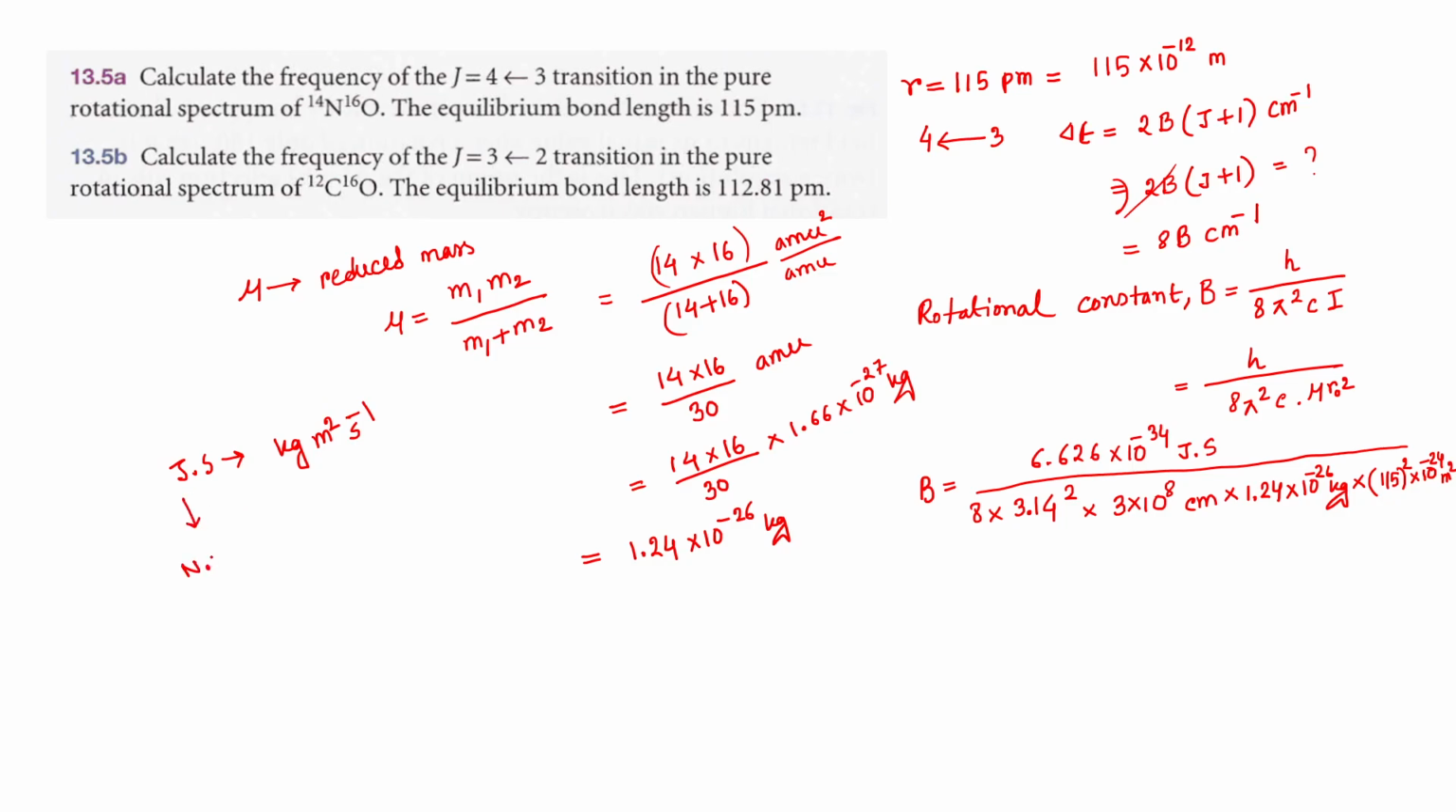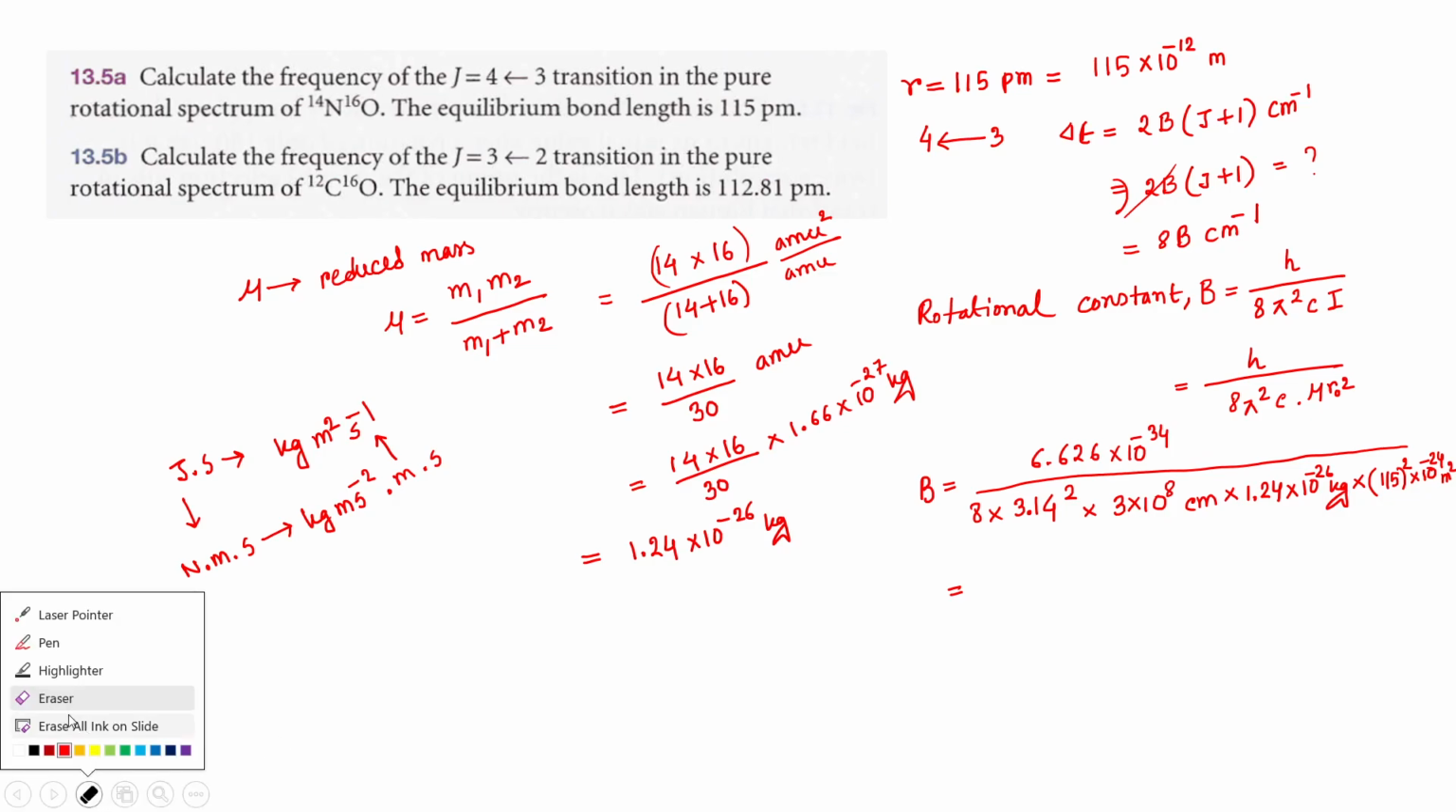Joule is Newton meter. Newton is force. Force is what? Mass into acceleration, right? So mass into acceleration, then your meter is there, then second is there. So if you multiply this, joule second is, I can write it as, I erase it here, kg meter square second.